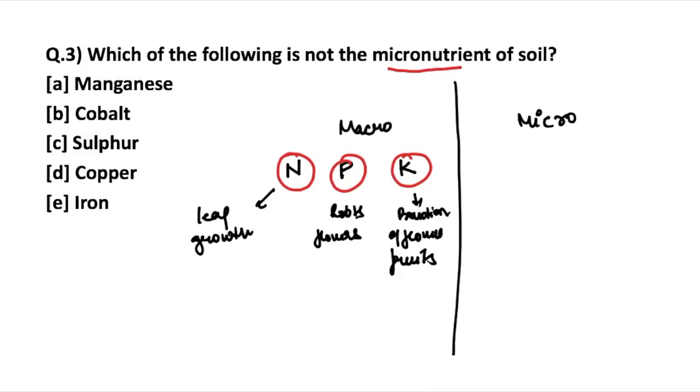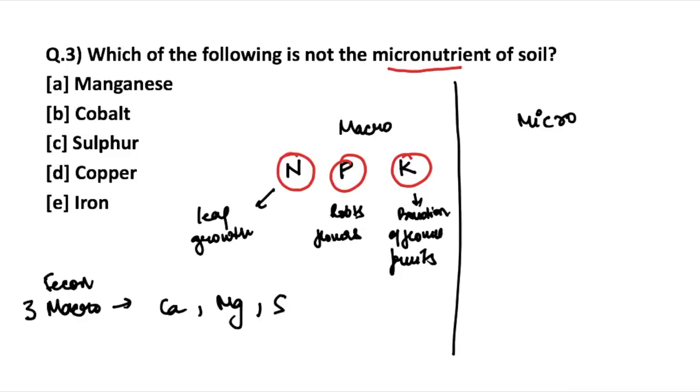Now there are 3 other secondary macronutrients as well. The secondary nutrients are calcium, magnesium and sulfur. Very important to remember. Now coming to the micronutrients.